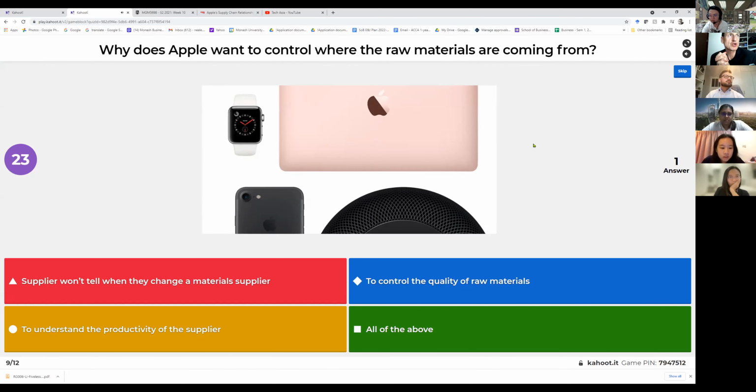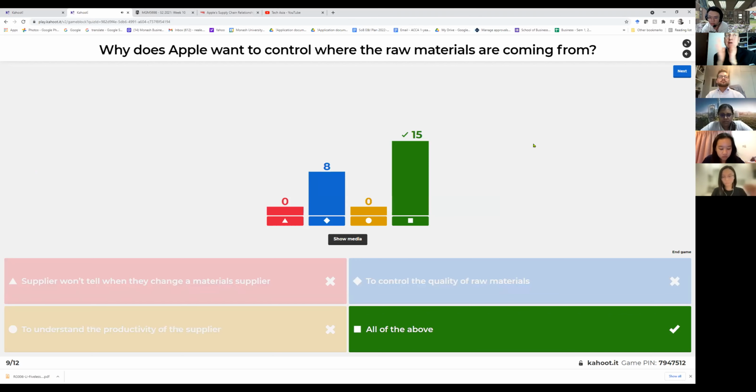Why does Apple want to control where the raw materials are coming from? Remember, I gave you the example, and this is a tricky one. We're going to talk about this. All right, Neil, a bit early before I showed you a slide, but I did give you the example with Corning, where they are actually controlling Gorilla Glass. They're buying it off Corning directly and then supplying it to Foxconn. But a little bit more about that.